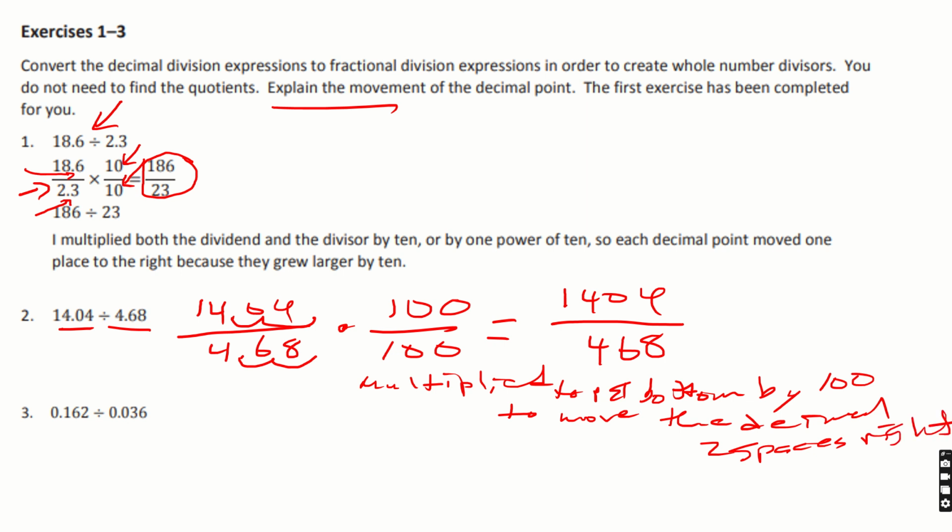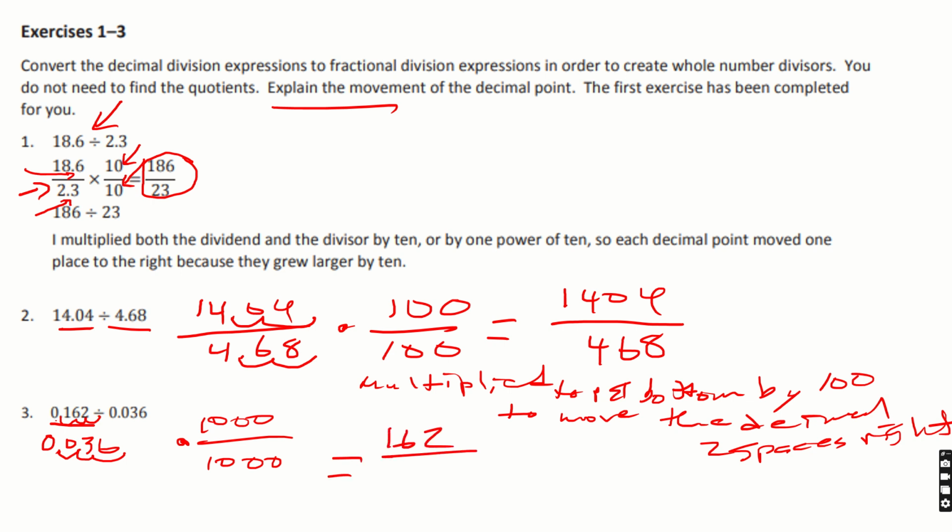All right, let's look at this next one. So again, we're going to convert it. So I have 0.162 divided by 0.036. We can see I'm going to need to move it 3 spaces. 1, 2, 3 down here, and 1, 2, 3 spaces. Sorry, my computer's a little off here. So we're going to multiply each of those by 1,000, 3 decimal places, right? 3 zeros, so move it 3 spaces.